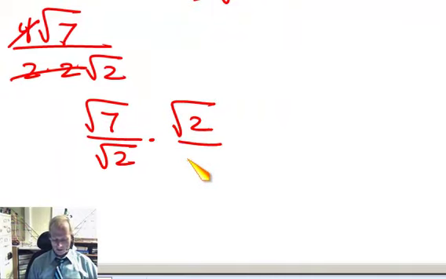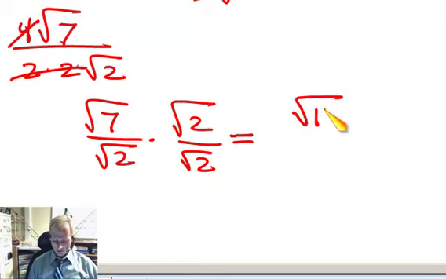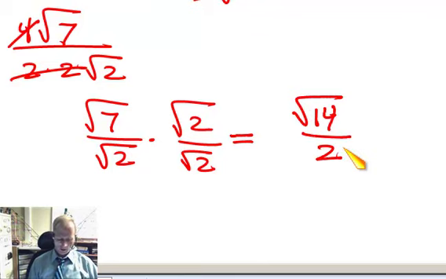So I need to rationalize by multiplying the numerator and denominator by what's in the radical in the denominator. And I'm going to get the square root of 14 over 2. And I'm all set. Okay, moving on.